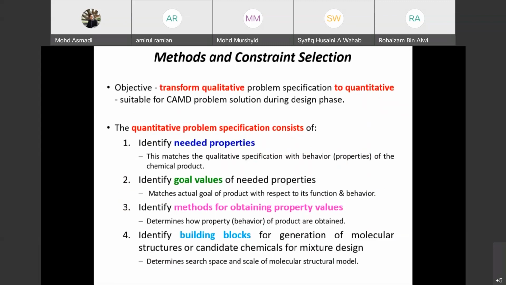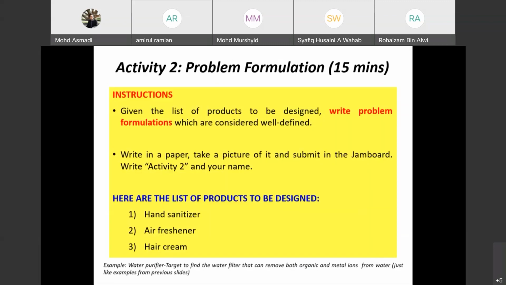Okay, let's see how we do this tutorial. Given the list of products to be designed, write a problem formulation with considerations well defined. Write in your paper, take a picture of it and submit to the Jamboard, write activity 2 and your name. So here you have to do the problem formulation. The target, the goal. The examples are below.